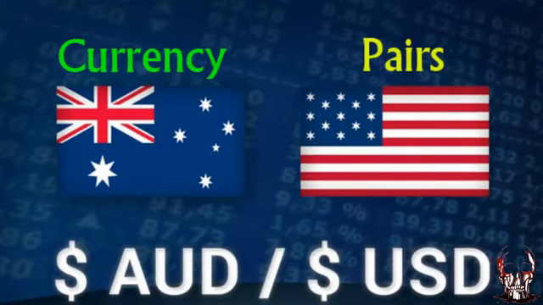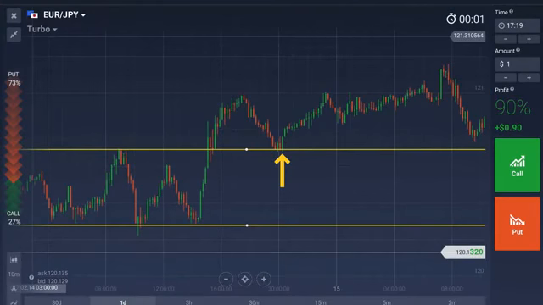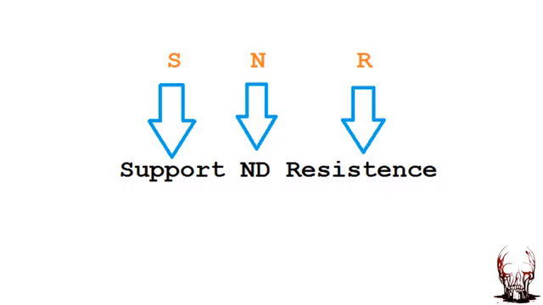In my previous video I talked about forex and its currency pairs. In this video I am going to talk about the most asked question in IQ Option, called SNR. First we understand its meaning and explanation, then we go to its logic for better understanding. S means support, R means resistance, so SNR means support and resistance.